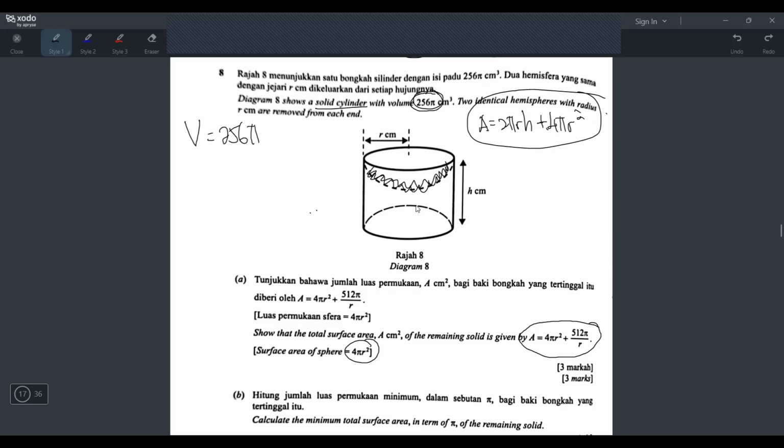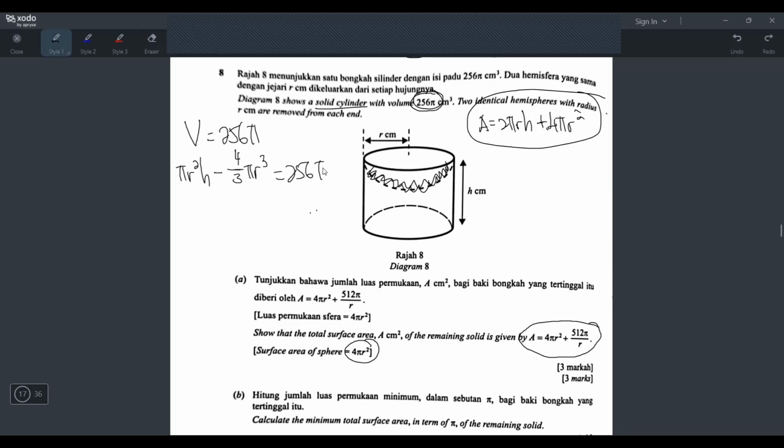Okay, what is the volume of this shape? You have to take the volume of the cylinder, which is pi r square h. This is the formula for the volume of a cylinder, minus the volume of the hemisphere. The volume of a hemisphere is 2 over 3 pi r cube. This is the formula for a hemisphere, right? But you minus two identical hemispheres, so you straight away minus 4 over 3 pi r cube.